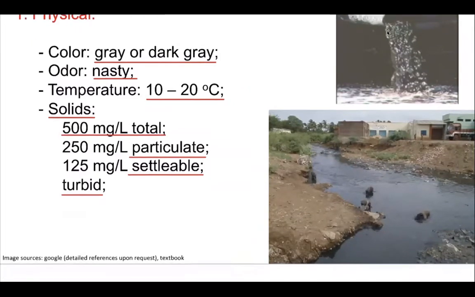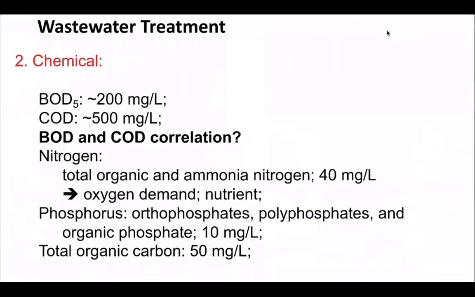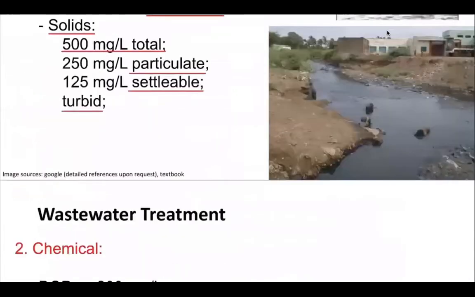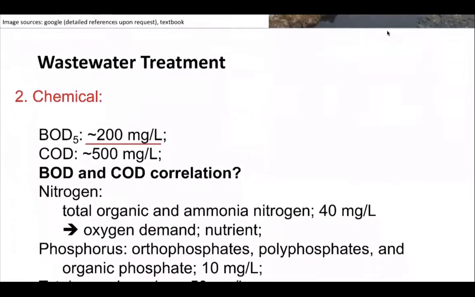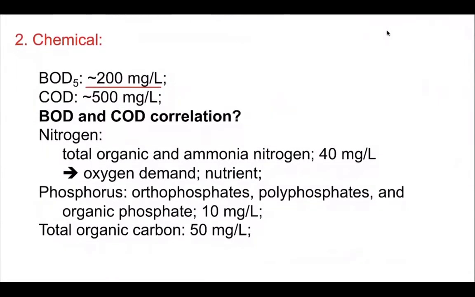So this is the physical property. And in terms of the chemical property, here what I'm showing, including the numbers shown here, are just some general numbers to give you some understanding, let's say the approximate value or ballpark of the contaminant level, but the detailed wastewater property really depends on the source, okay?